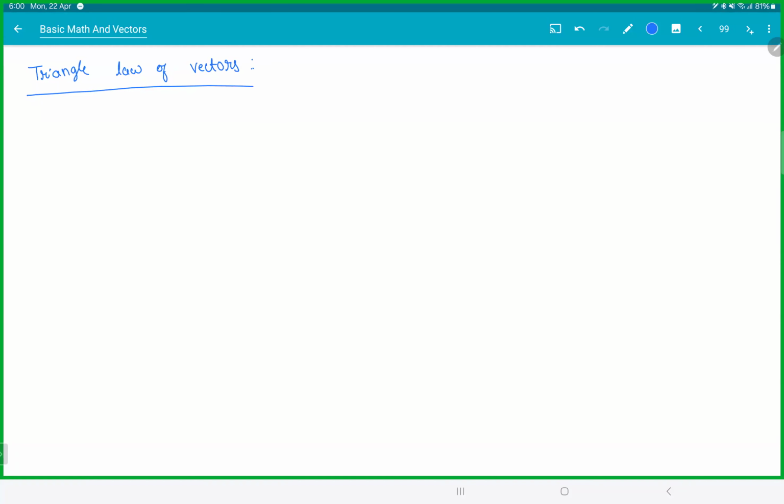Next thing. If two vectors are joined head to tail, no need to write the notes, you'll get the PDF. So just focus and try to understand stuff. The resultant is from the remaining tail to the remaining head.